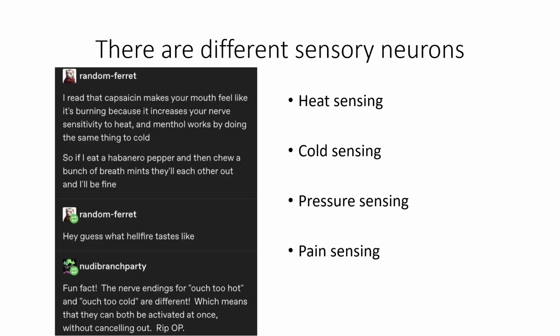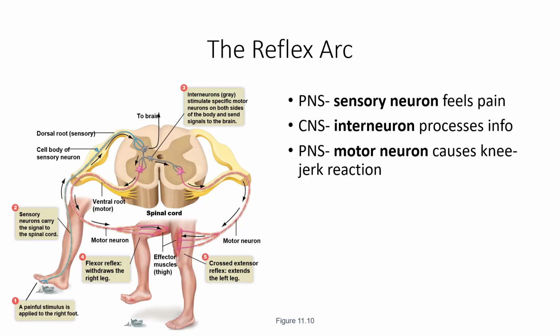And there are different types of sensory neurons. Each neuron is specialized to sense a different type of stimulus. We have heat sensing, cold sensing, pressure sensing, and pain sensing. So these will detect different things, and damage to one may cause you to be unable to detect one type of stimulus, but still perfectly able to detect other types of stimuli.